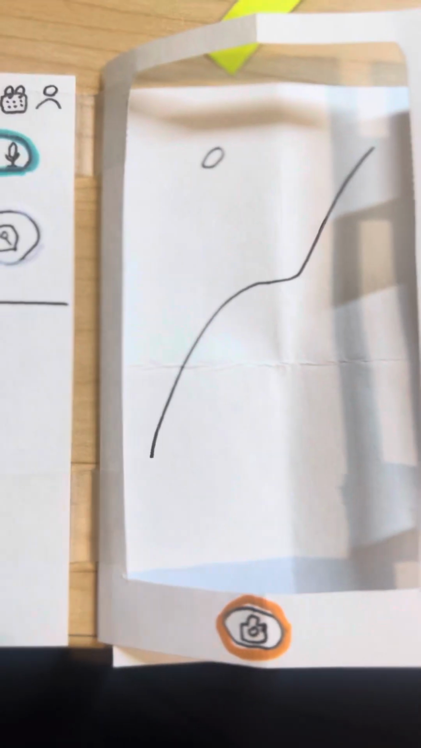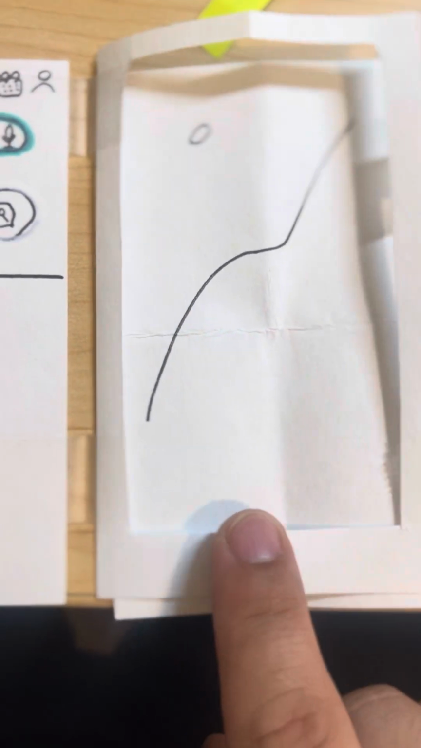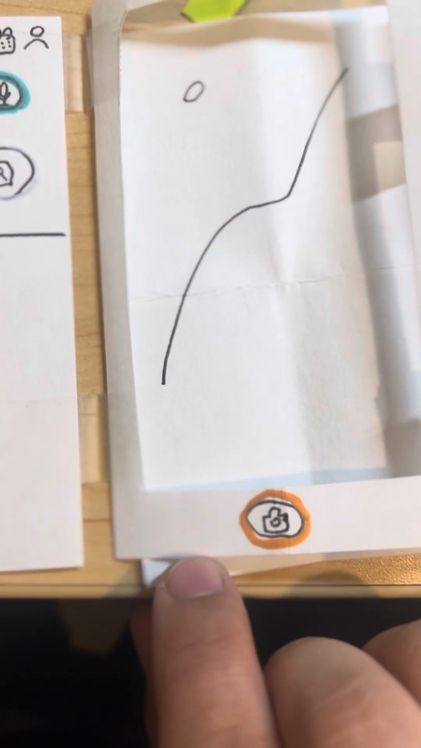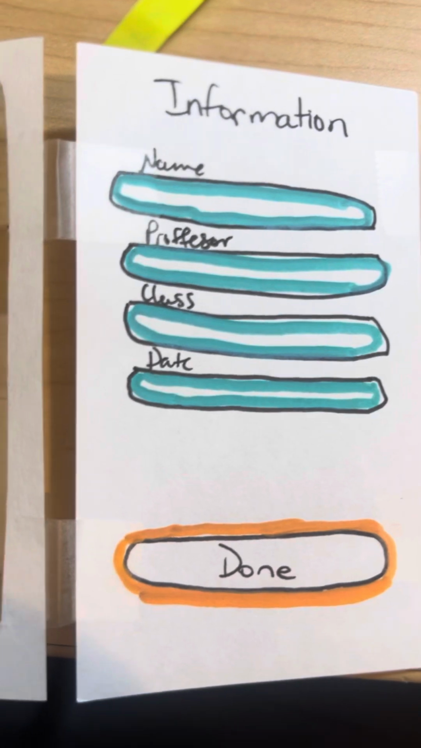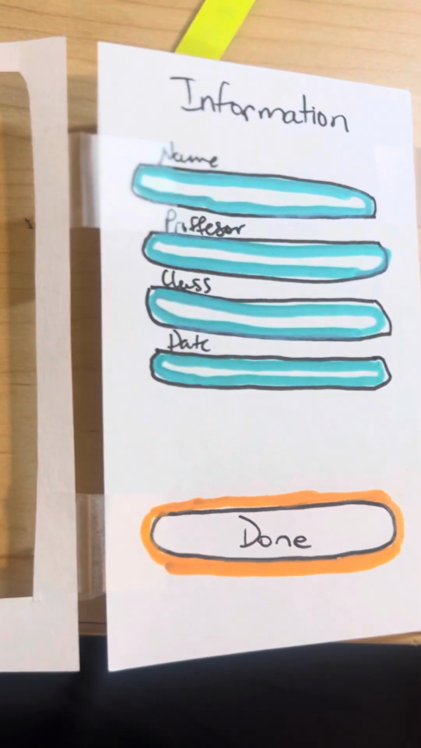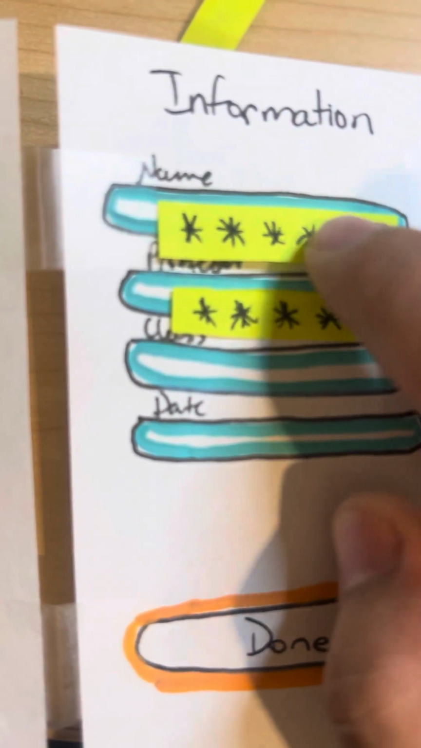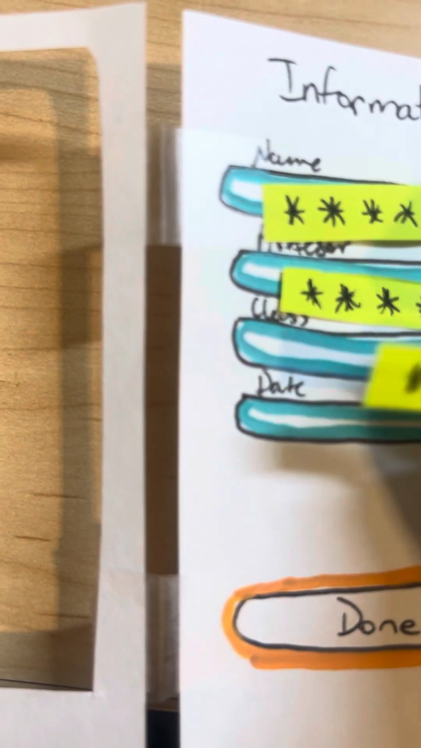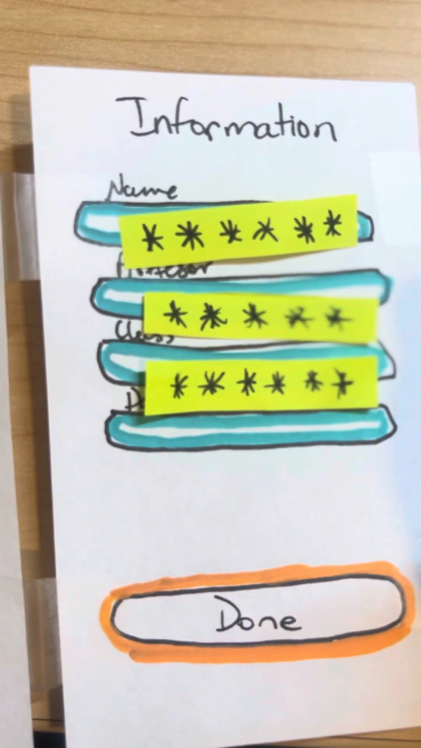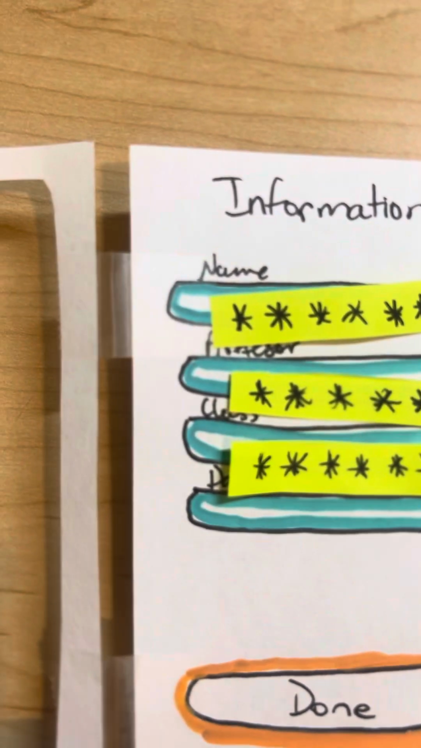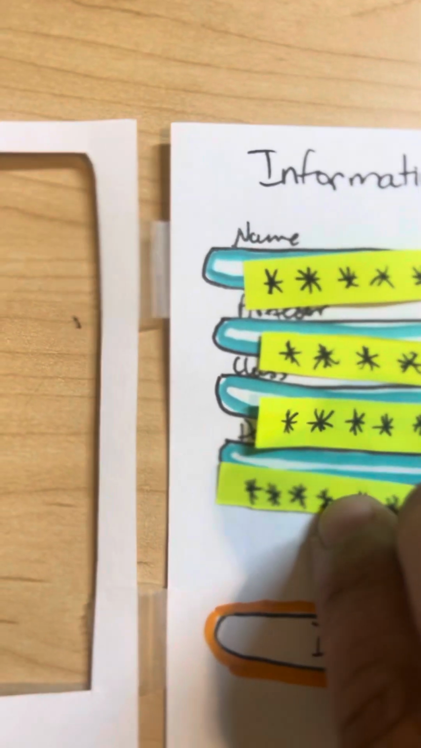This is supposed to be the camera, and once there is a picture of a card, they can press the take a photo button, which will bring to the next page, and this is the information page, which automatically brings up the data of the name of the student, the professor they have a class for in the department, the class they're taking, and the current date.